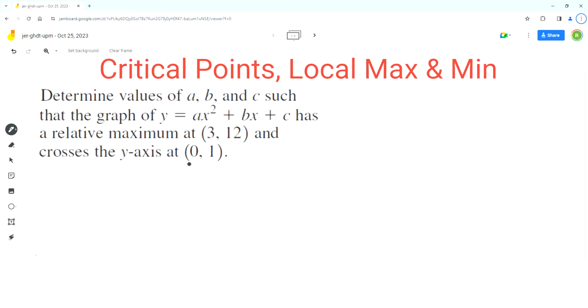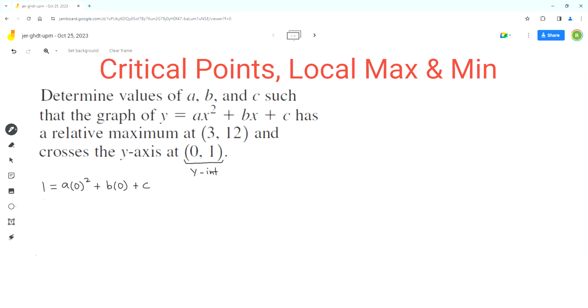So we are given that the graph of this function crosses the y-axis at (0, 1). So this point becomes the y-intercept of this function. So we can use this point to find the value of c. We'll sub in x as 0 and y as 1 in this equation because this point lies on this function. So we get 1 equals a times 0 squared plus b times 0 plus c.